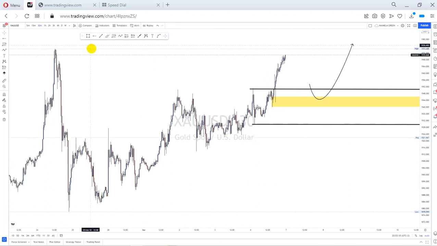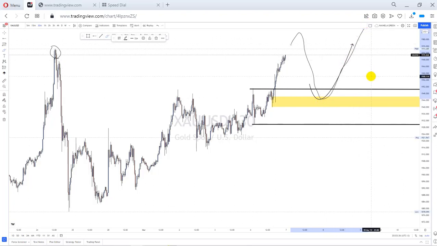So as you can see now, they're at this high here. For now, just watch out for this high. Watch out for this high here. If they break this high and create a new higher high, they will eventually come back to this one and then continue with their buy movement.